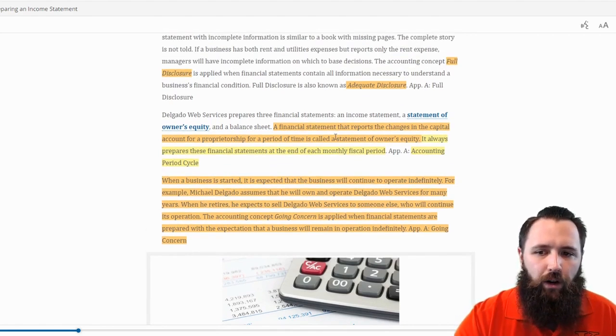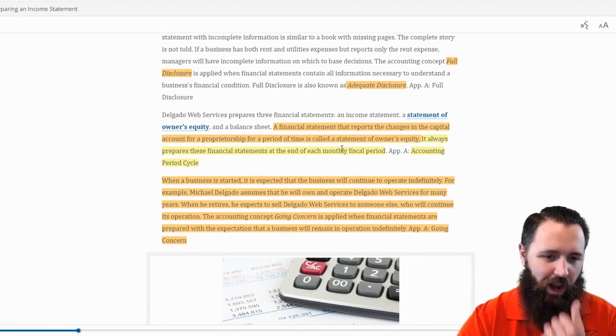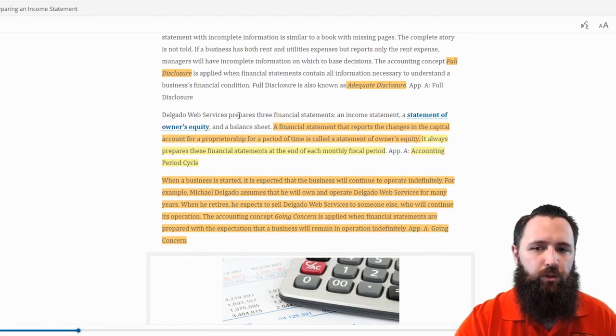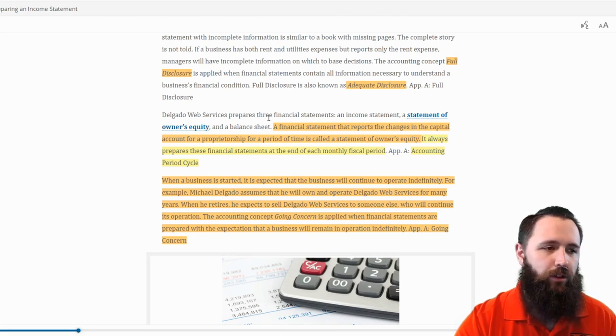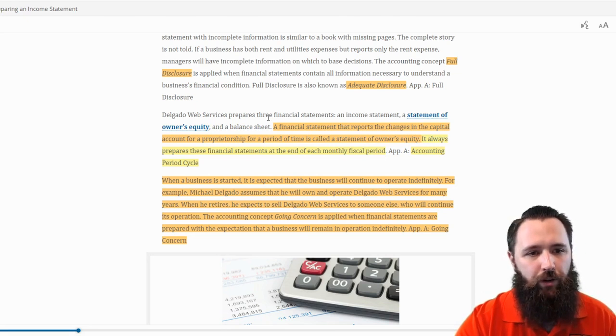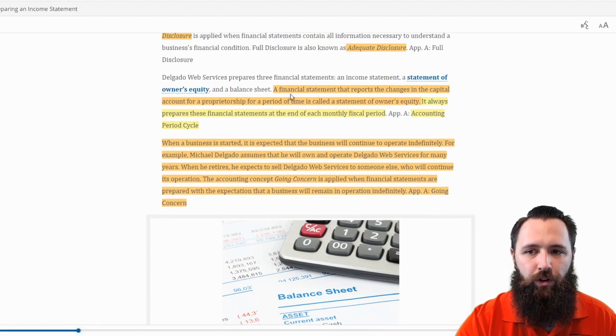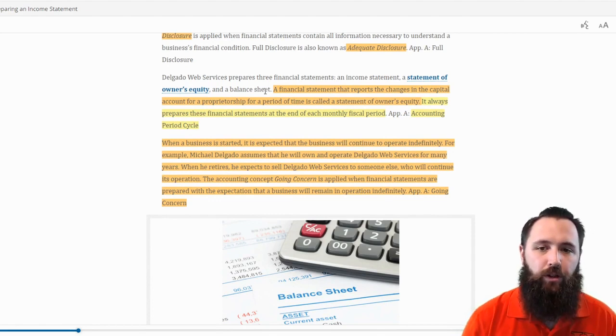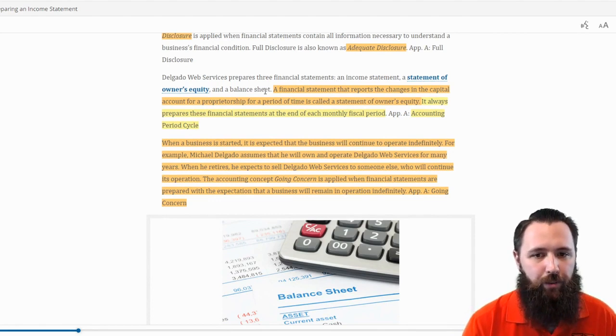And we're going to create two different statements, but for the most part, there's three financial statements that you'll usually create in any kind of accounting class as you move further on. And there's an income statement, a statement of owner's equity, and a balance sheet. So those are going to be the three. Today, we're just looking at the income statement.